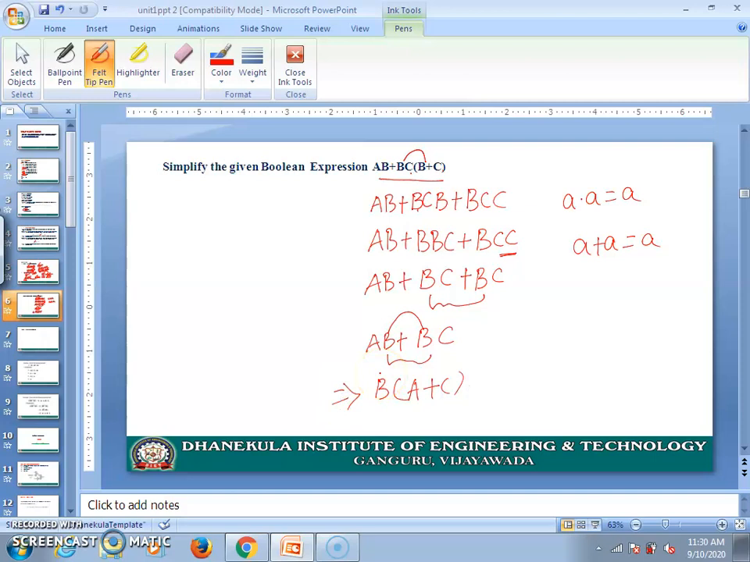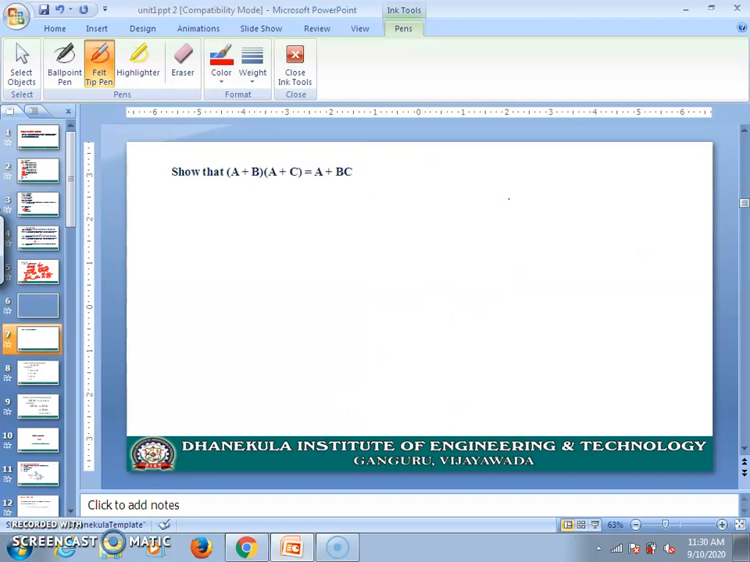This is the way of identifying the common terms and which law you have to apply, or which De Morgan's theorem you have to apply. So this is the way of simplifying Boolean expressions. First and foremost step is to identify each term for the common variables. If two or three terms contain the same variable, simply take that variable common and simplify the Boolean expression. So let us discuss another example here.